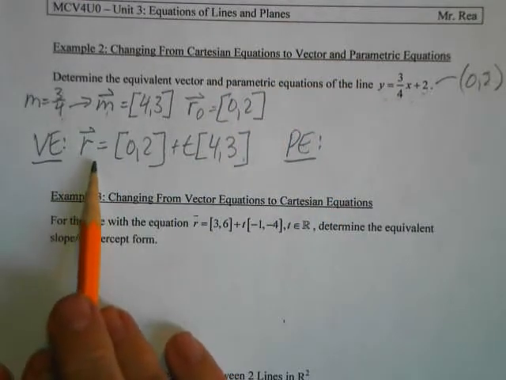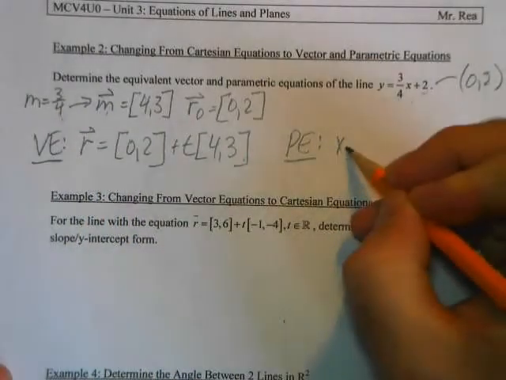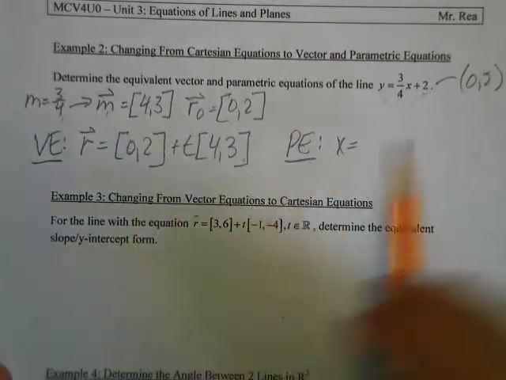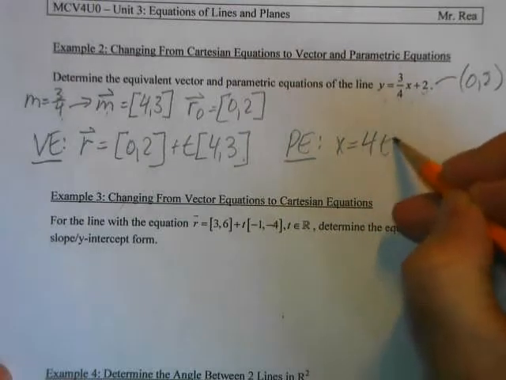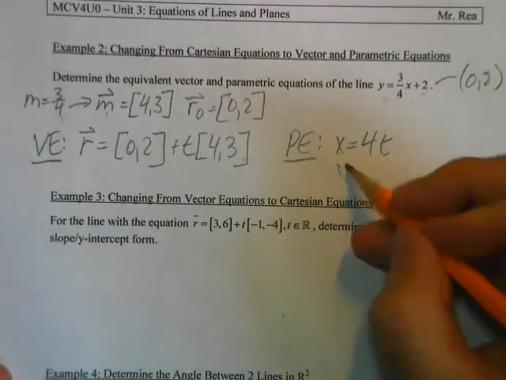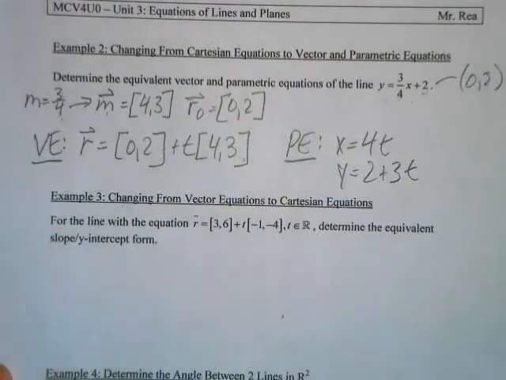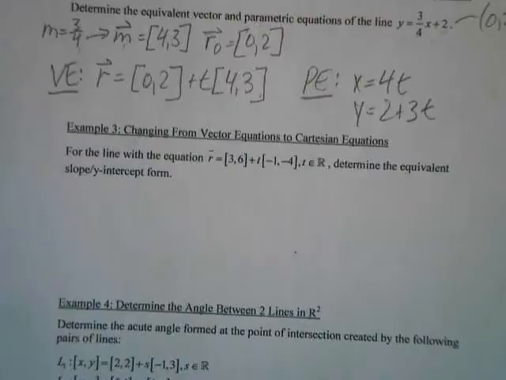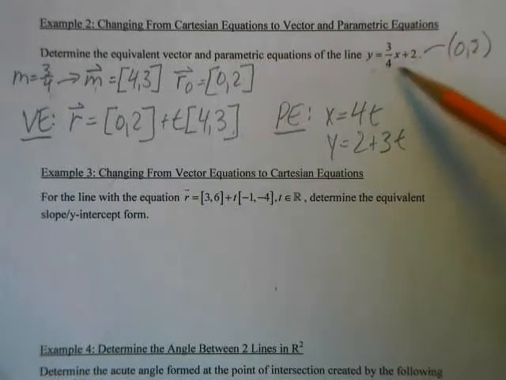Now that we've got our vector equation, we can create our parametric equations by writing an equation for the x component and another equation for the y. So x is equal to 0 plus 4t. I don't have to write 0 plus, I can just put 4t. And y would be equal to 2 plus 3t. Those are the parametric equations. So you've seen an example converting a slope y-intercept equation into a vector equation for a line.